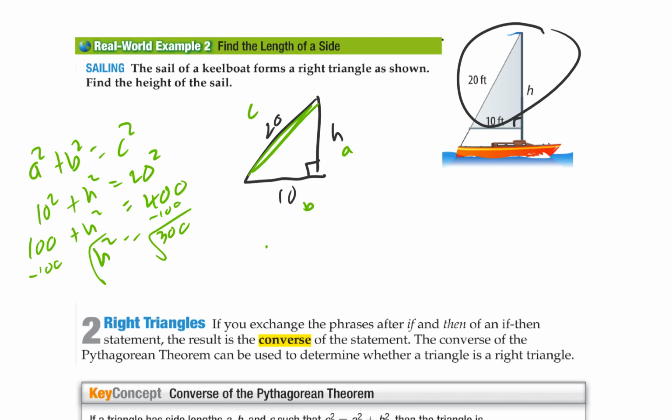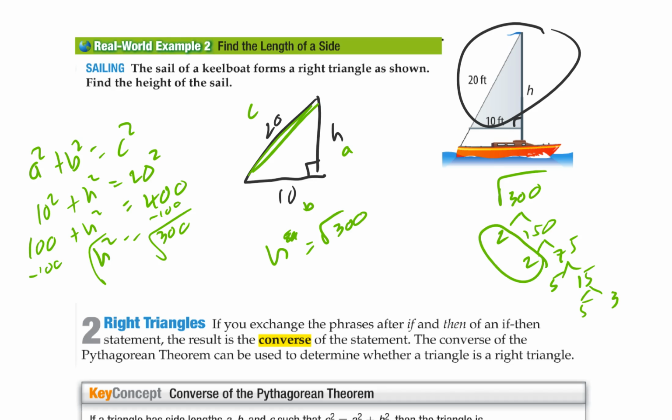Square root. Now, in this case, it's an application problem, kind of, so you use your calculator. I'm always fine using a calculator on application problems. I'm going to break it down because this is practice. So I'm breaking down 300. I'm going to start slow. Let's go 2 and 150, and then 2 and 75, and then 5 and 15, and 5 and 3. A pair of 2s, a pair of 5s. So I'm going to get 2 times 5 on the outside and 3 left over. So 10 radical 3. That's the height of that sail that I cannot afford.